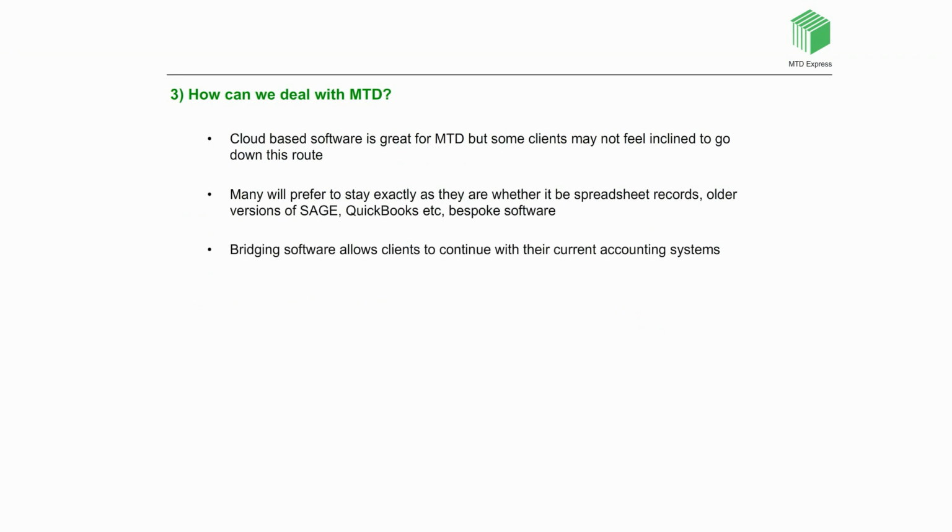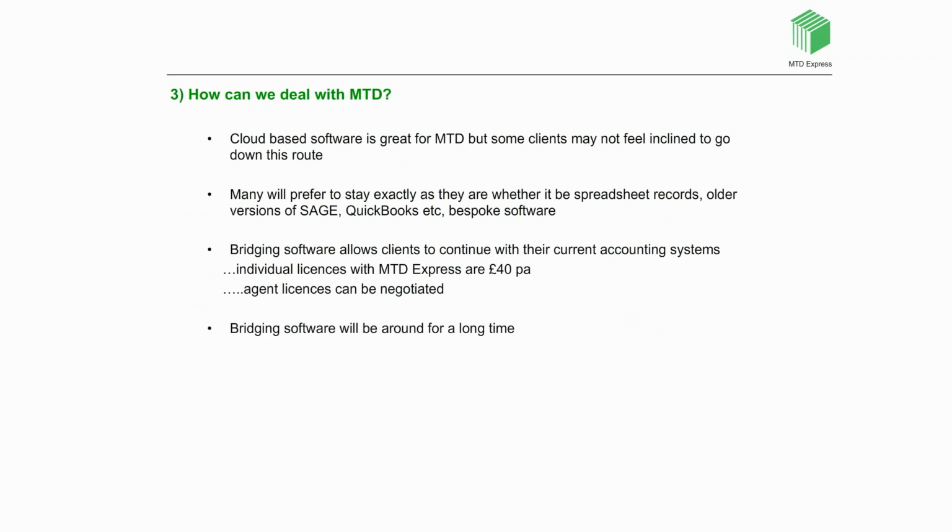Now, bridging software allows clients to continue with their current accounting systems. Individual licenses with organisations such as MTD Express are £40 per annum. Agent licenses can be negotiated. Bridging software will be around for a long time.